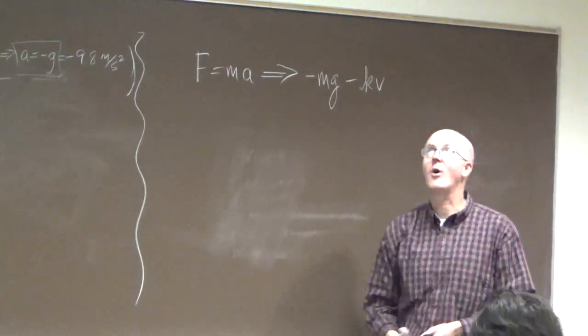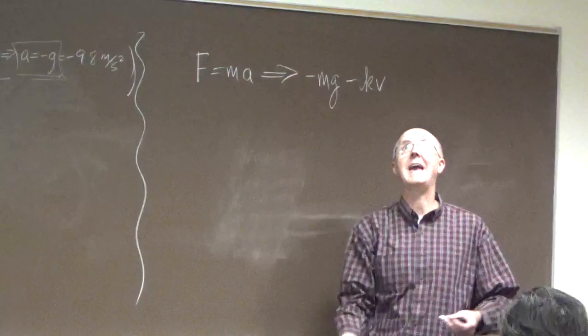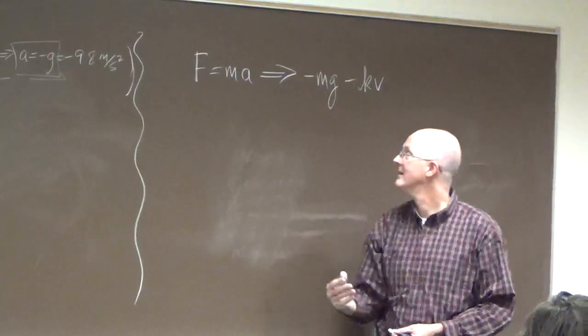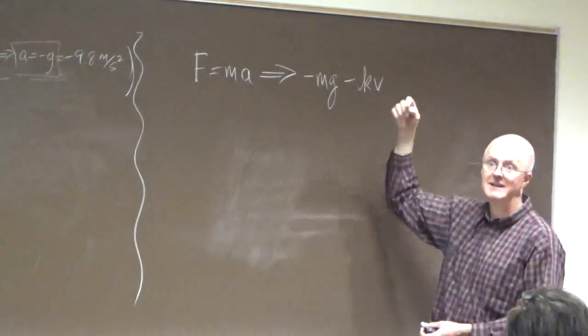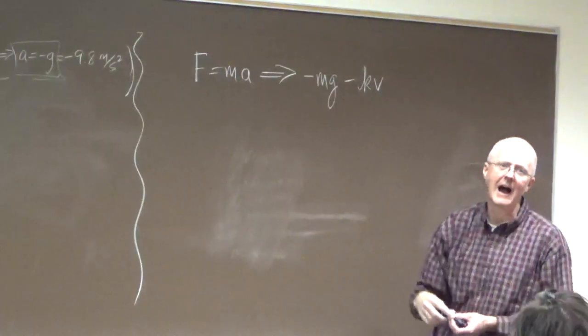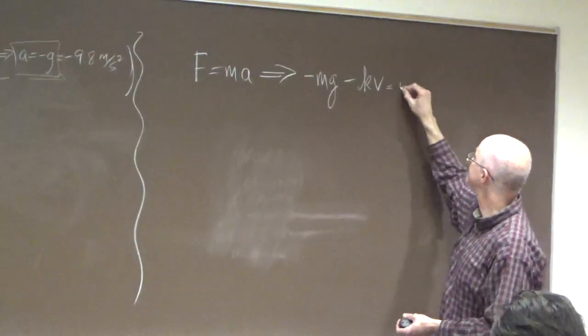On the other hand, if you're going up already, if you are shot out of a cannon going upward, then your velocity is positive and this force would be negative, it points down. It always points the opposite direction of the velocity. This needs to equal ma.